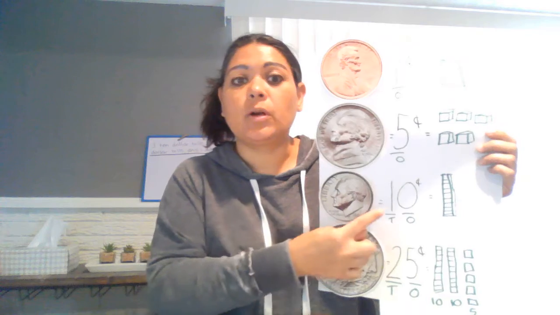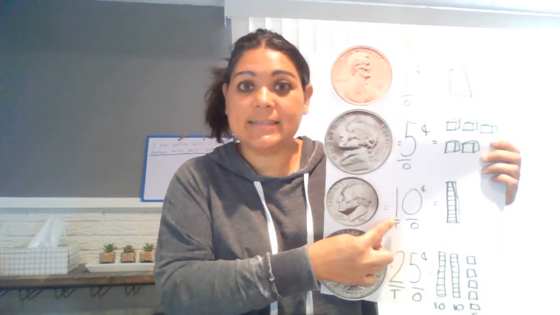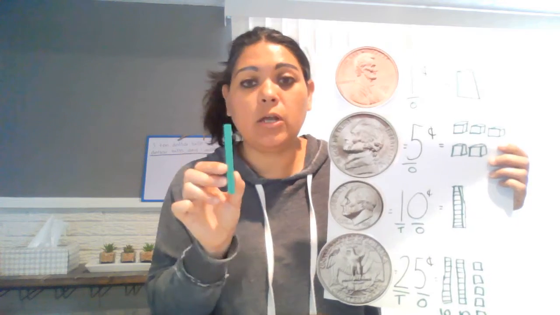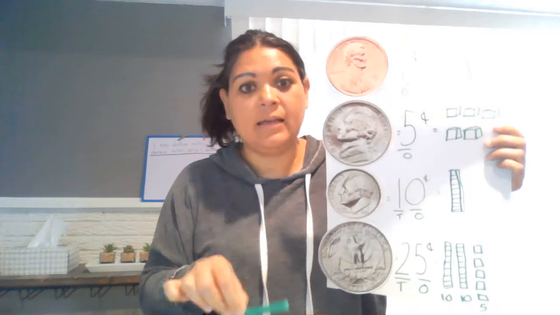Then we have our dime. If you notice, our dime is a little smaller than the nickel. The dime is worth, you guessed it, 10 cents. Or it would be a rod, okay? Because we know a rod is worth 10.